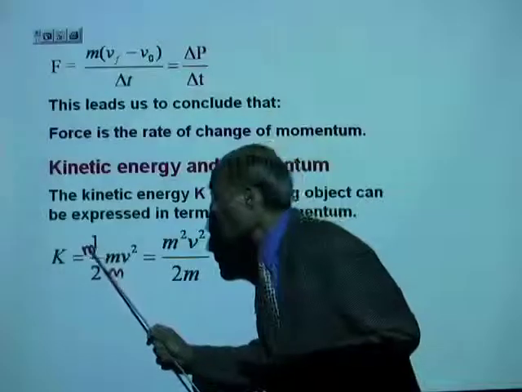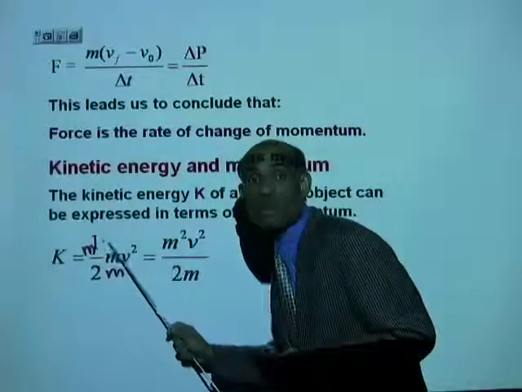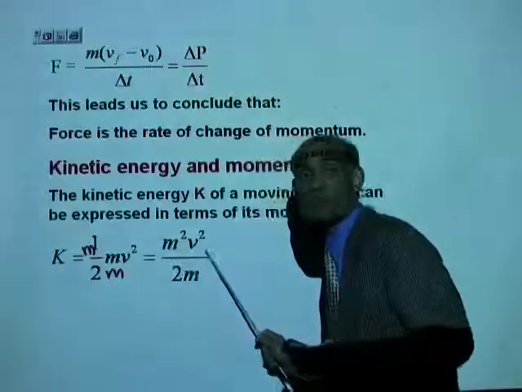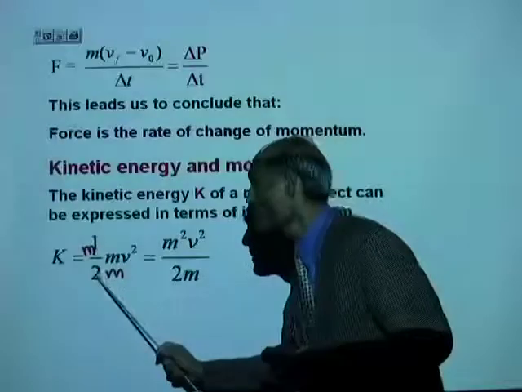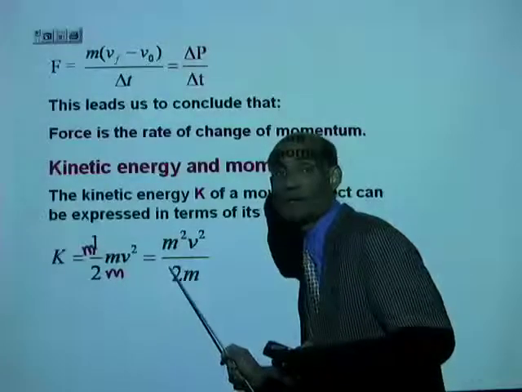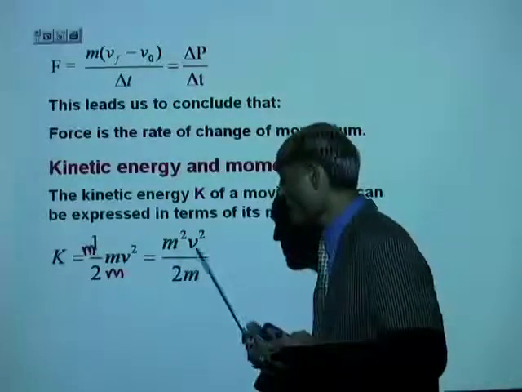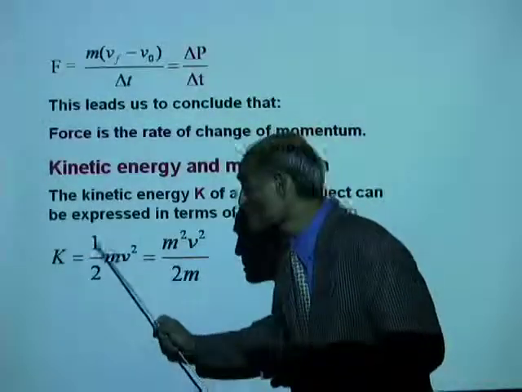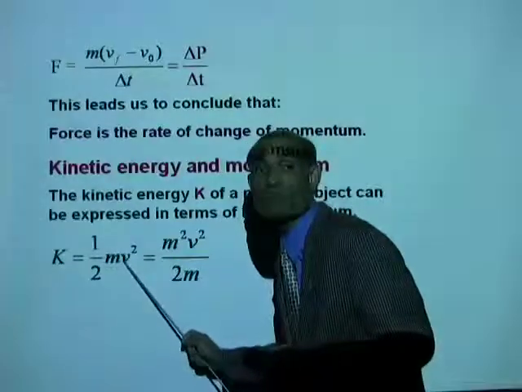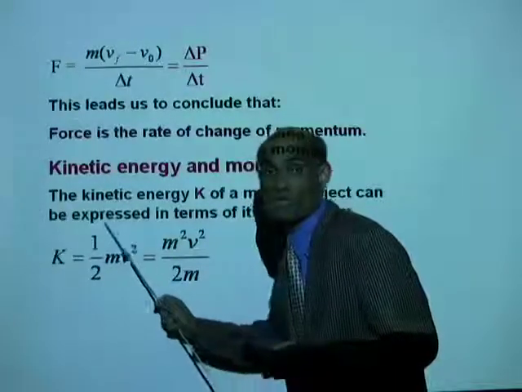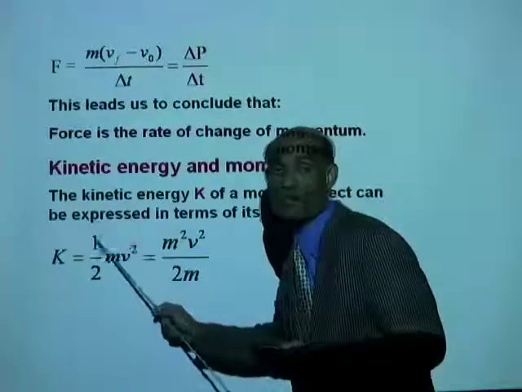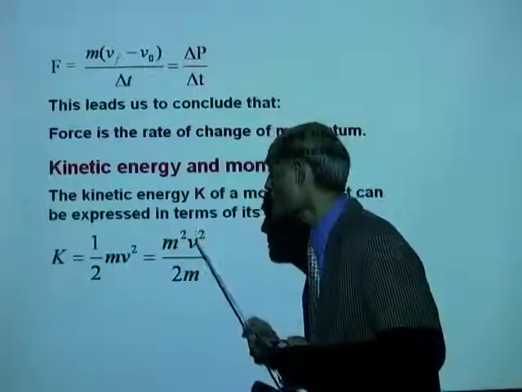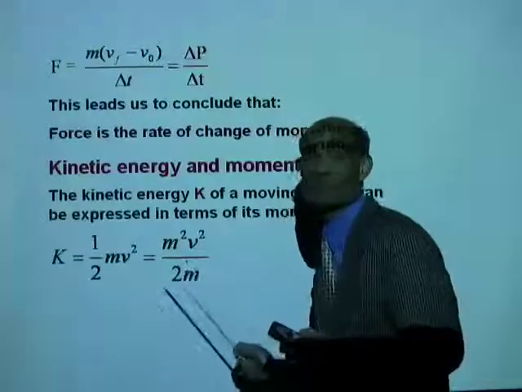But by multiplying the numerator by m, this becomes m times mv squared, becomes m squared v squared, and the denominator is now 2m. If you don't want it, 1m can be cancelled with another m. We will go back to our original expression, K equal to 1/2 mv squared. But I'm sure you now understand 1/2 mv squared is the same as m squared v squared divided by 2m.